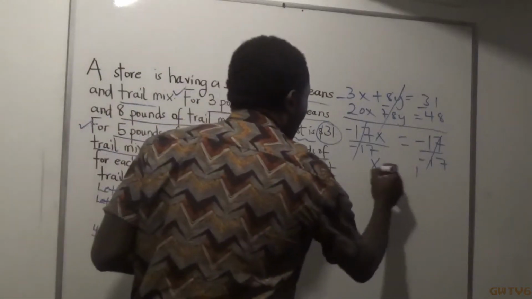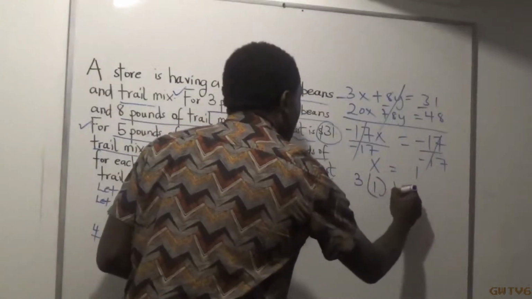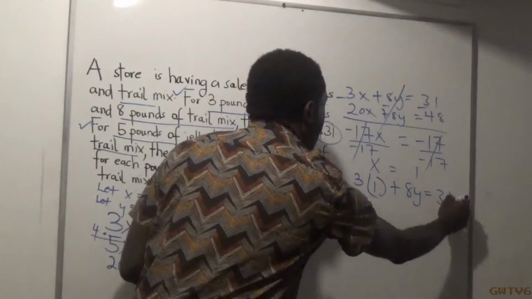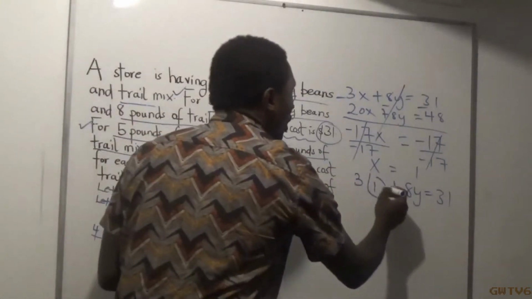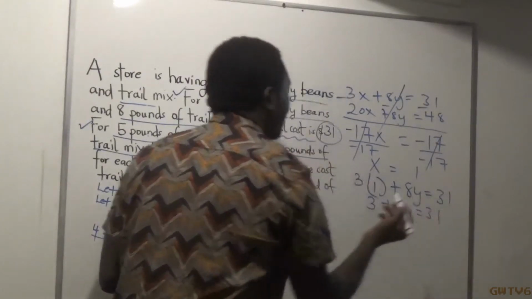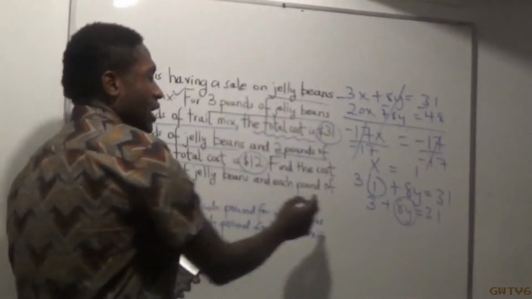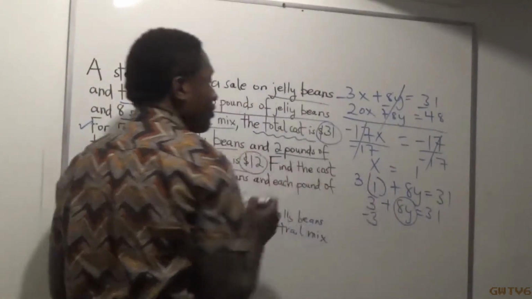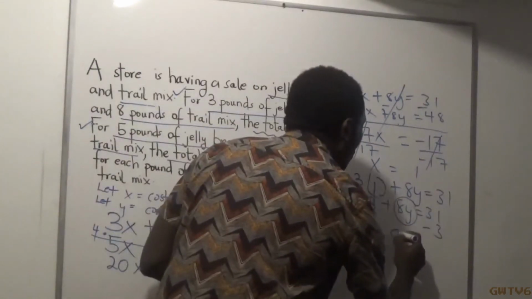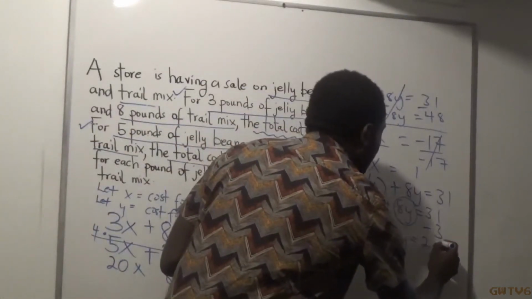So the first equation, I say I want the x to be 1. So I got 3, and my x is 1. And then plus 8y equals 31. And I'm just solving for y. 3 times 1 is 3. And then plus 8y equals 31. So I want to have 8y by itself first. So I got to get rid of whatever is close. So I minus 3 right here. And I minus 3 right there. The 3 is cancelled out. So I have my 8y equals 31 minus 3 is 28.